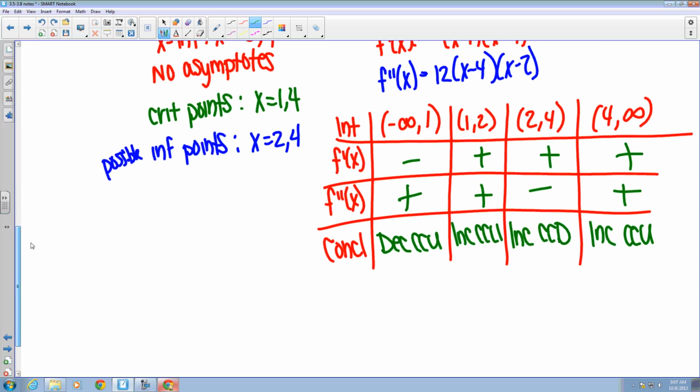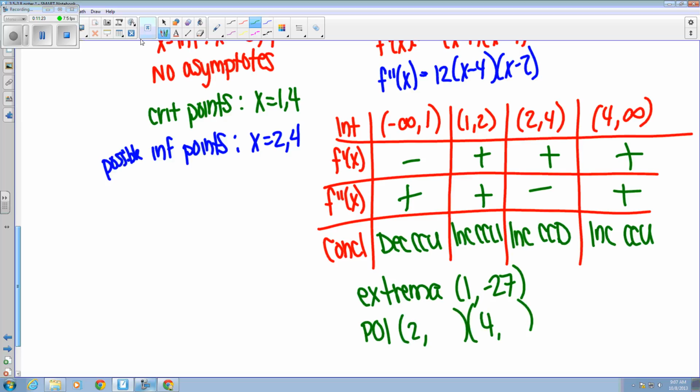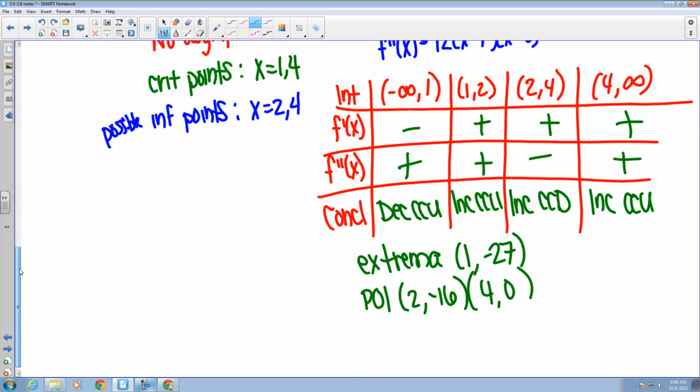Okay, so we have extrema at 1, (1, -27), and we have points of inflection. 2 of them, one at 2, one at 4. Let's find those y values. Okay, so I paused to put in those y values. Our points of inflection are at (2, -16) and (4, 0).